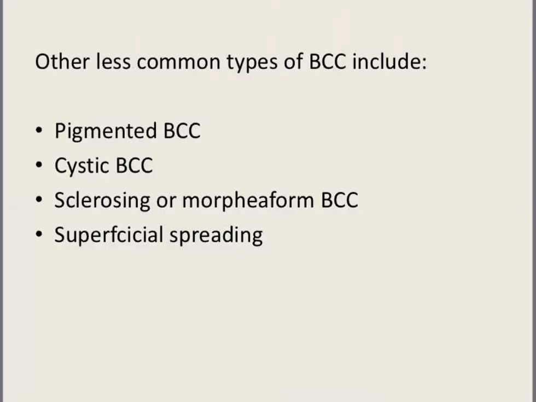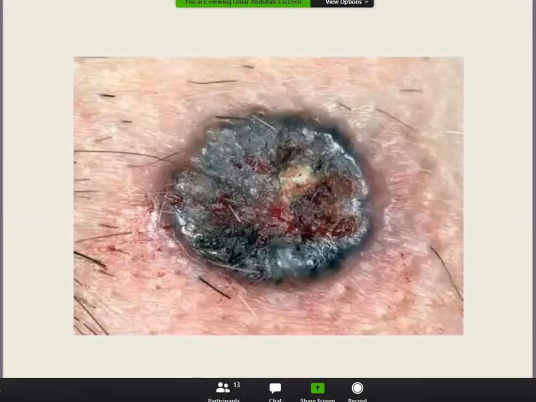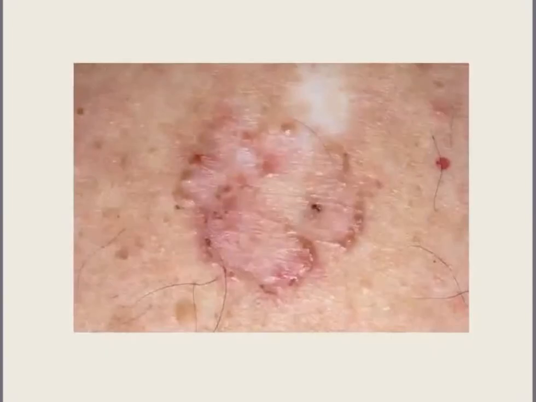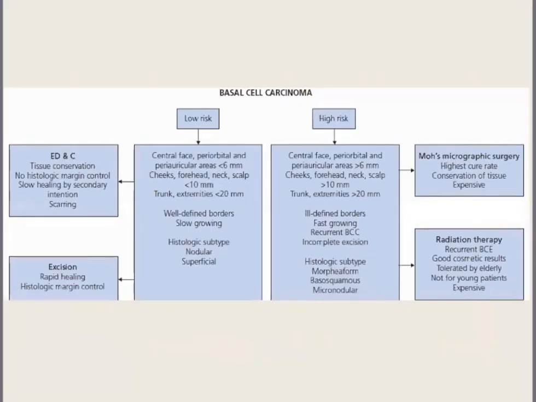Other less common types of BCC include pigmented, cystic, sclerosing, and superficial spreading. We will not go through them but we will see them in pictures for your information. This is the pigmented BCC. This is the sclerosing or morphea form. This is the superficial spreading. These are less common or rare types, at least in our locality.